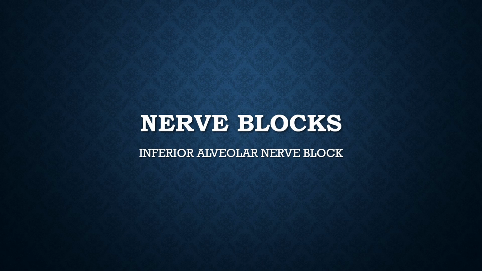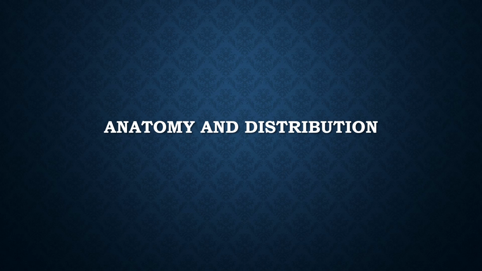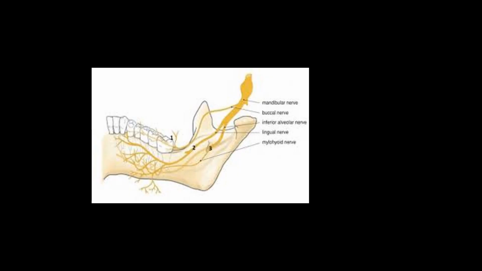Hello students, today we are going to be talking about nerve blocks, specifically about the inferior alveolar nerve block. Before we understand how to give an inferior alveolar nerve block, we need to understand the anatomy and the distribution of this nerve.